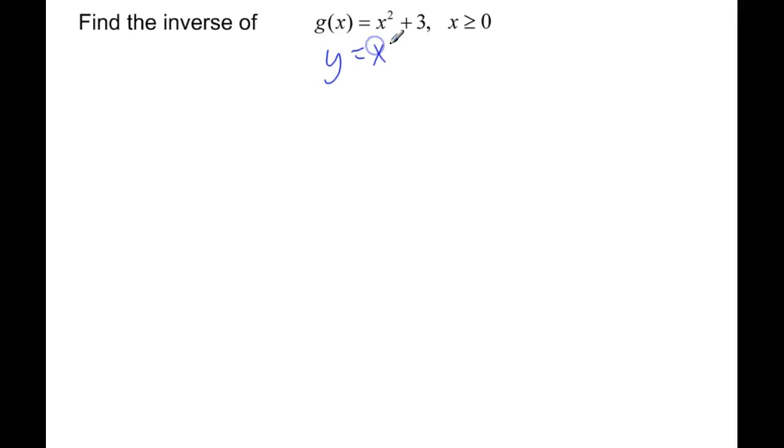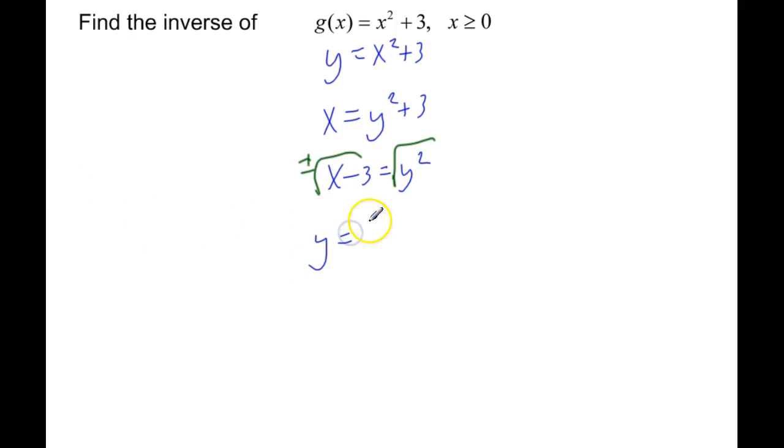Y equals x squared plus 3. We're going to switch x and y. X equals y squared plus 3. We get x minus 3 equals y squared. Take the square root of both sides. Don't forget when you do that, you got to do plus or minus. And we get y equals plus or minus the square root of x minus 3. Now, that's kind of weird because we got two functions as the inverse functions. Something's wrong.